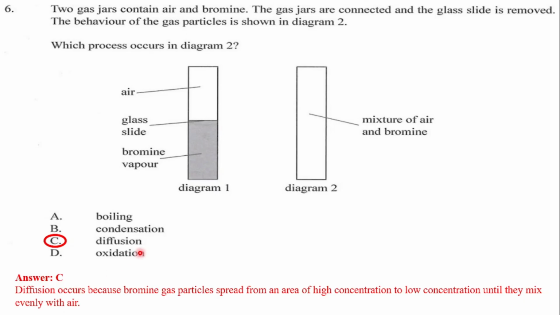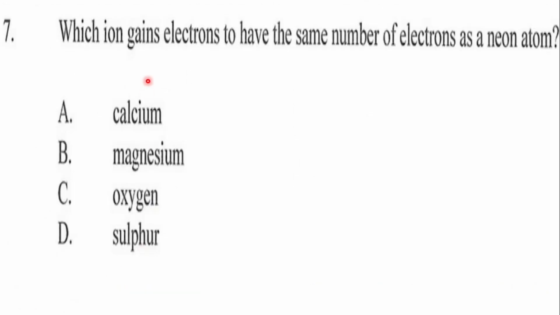All right, so let's move on to question number 7. It says, which ion gains electrons to have the same number of electrons as a neon atom? Is it A, calcium, B, magnesium, C, oxygen, or D, sulfur? Which ion gains electrons to have the same number of electrons as a neon atom? Is it calcium, magnesium, oxygen, or sulfur?